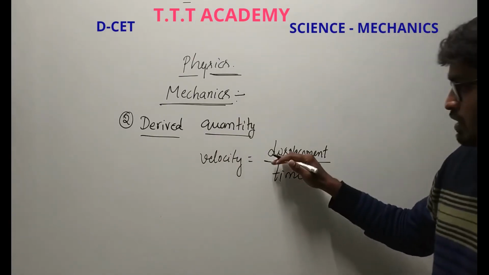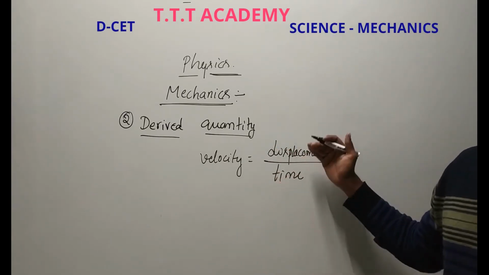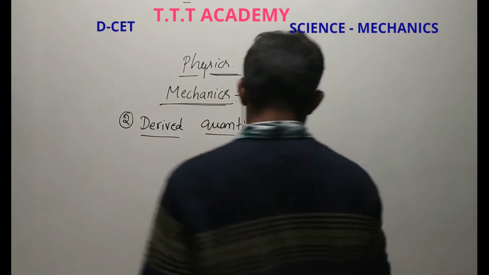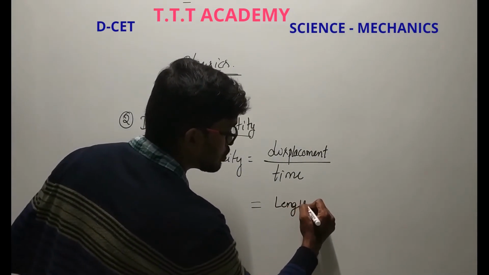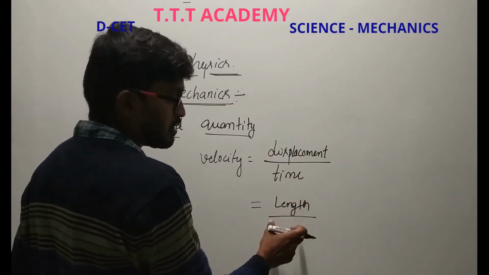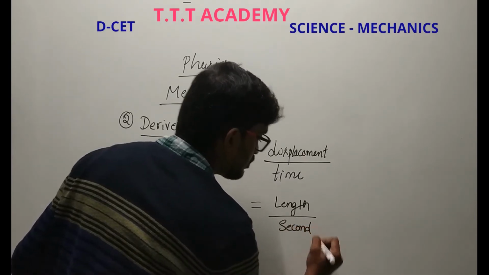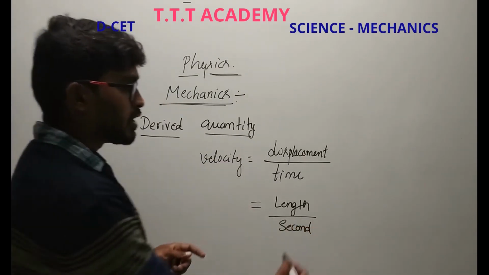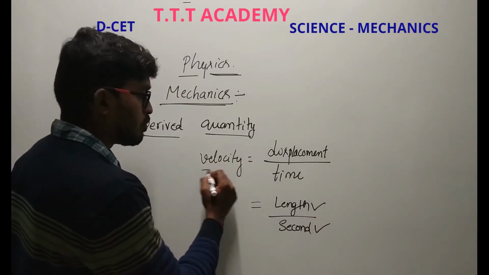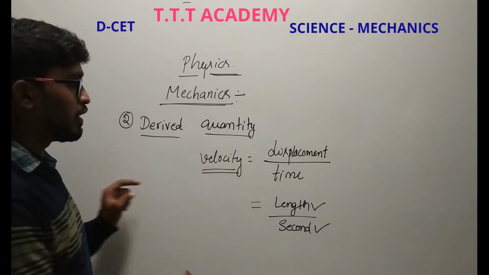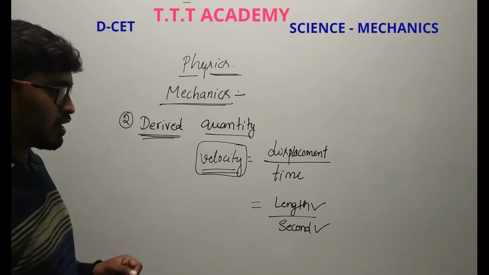What is the meaning of displacement? Displacement is the distance between the initial and final position. The distance is measured as length, a fundamental quantity, and time you measure in second. So by using these two fundamental physical quantities you derive the unit of velocity. That's why velocity is called a derived quantity.